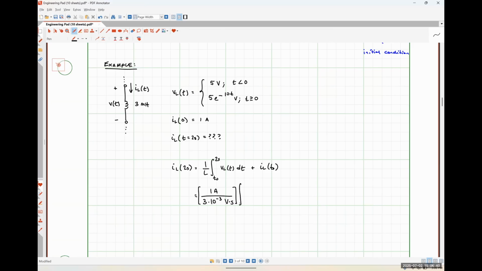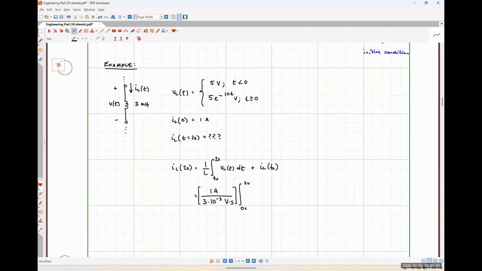Now getting into my integral. T naught is the time at which our inductor current was a known quantity. We're told that the current flowing through the inductor at t equals 0 was 1 amp, so T naught is simply 0 seconds. Now I'm going to integrate out to 2 seconds.